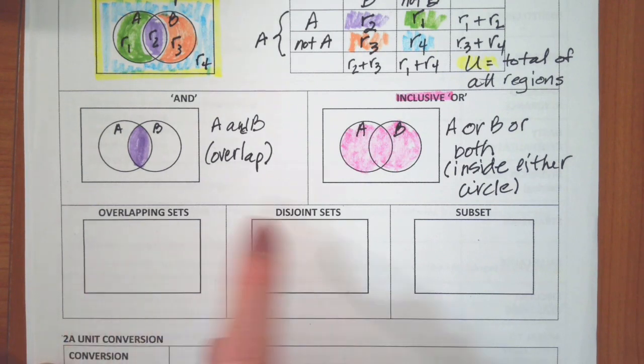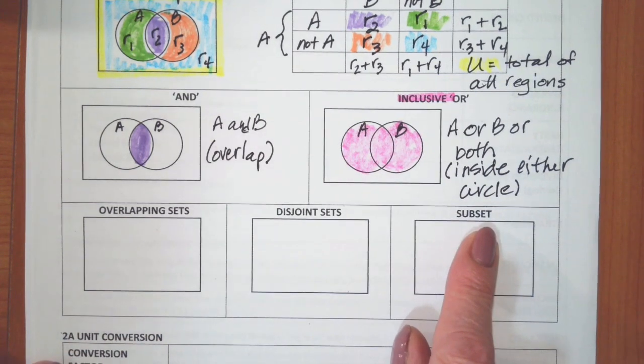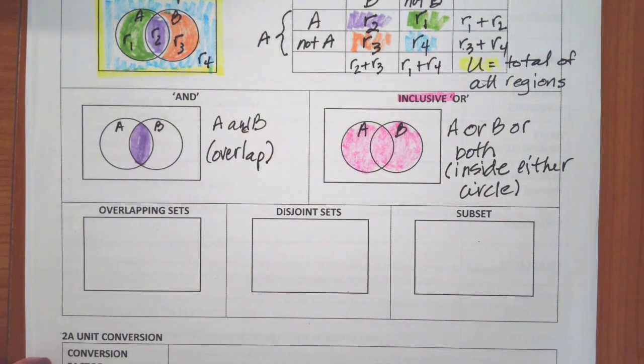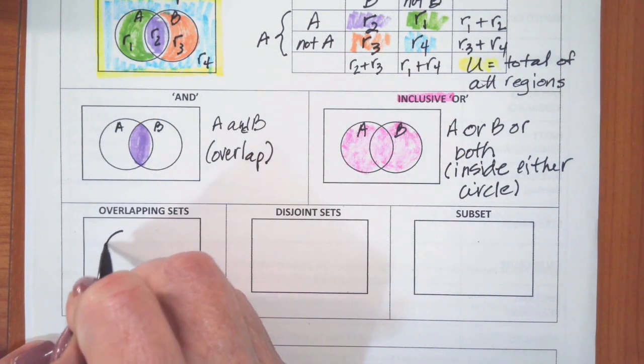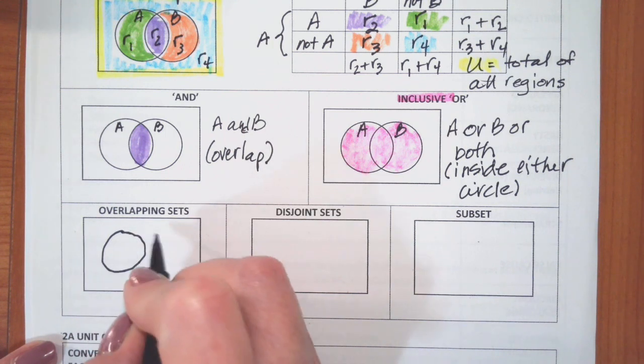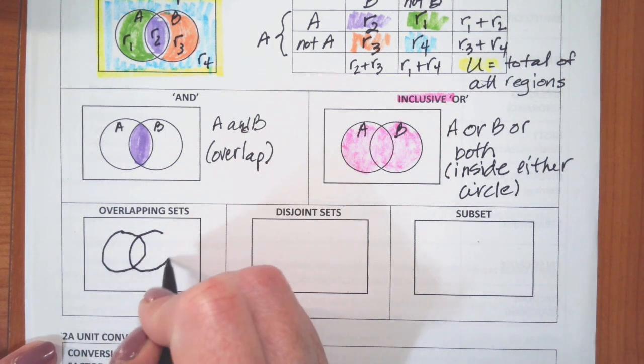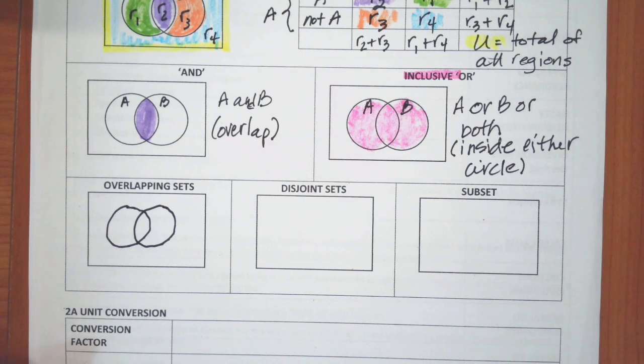Okay, then there were three different definitions that we needed to know about how sets interact. The first one are overlapping sets. So these are items where you can belong to one, you can belong to the other, or you can belong to both. And boy, my circles are awful.